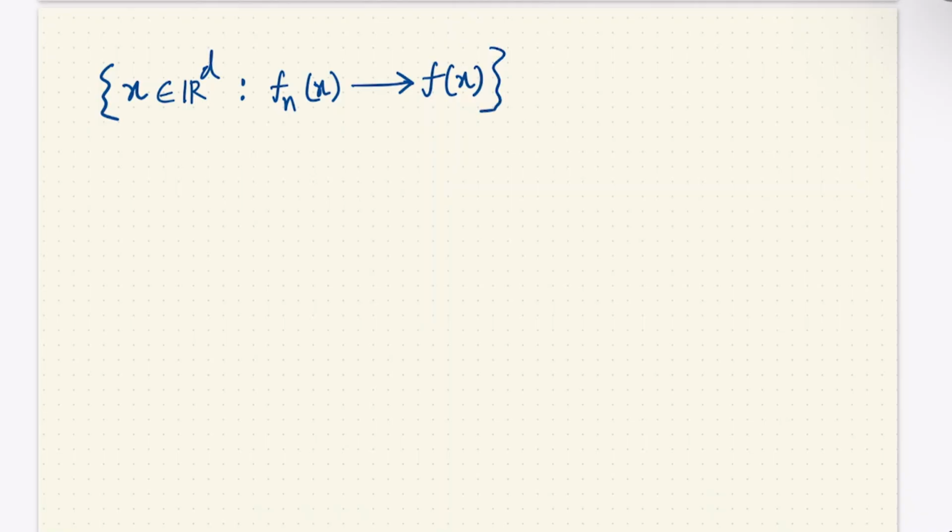Okay, with that understanding, I just wanted to see the set of all x's, those points. The set of all x's from, in general, R^d, whatever d, such that f_n of x converges to f of x. You understand this one? The set construction.